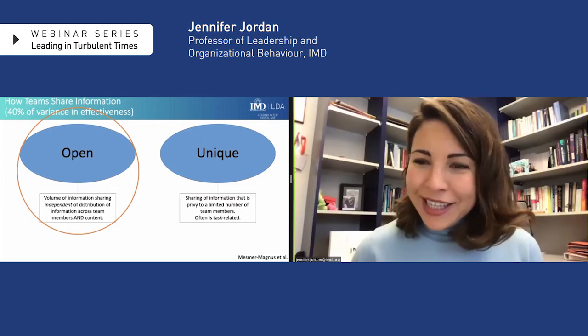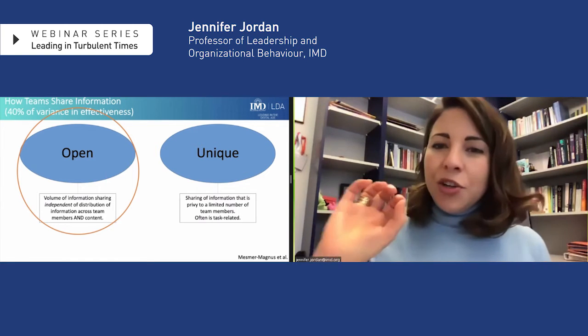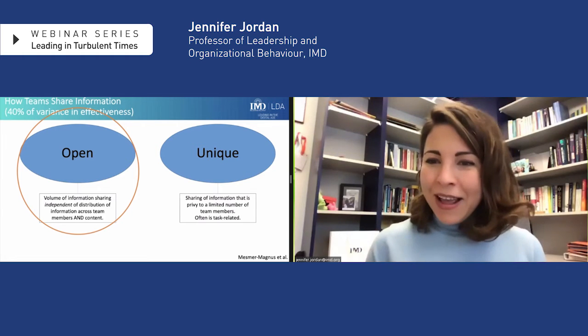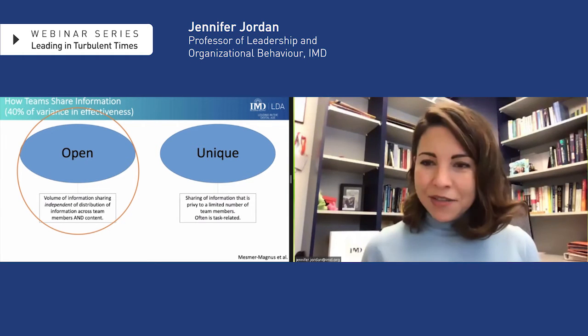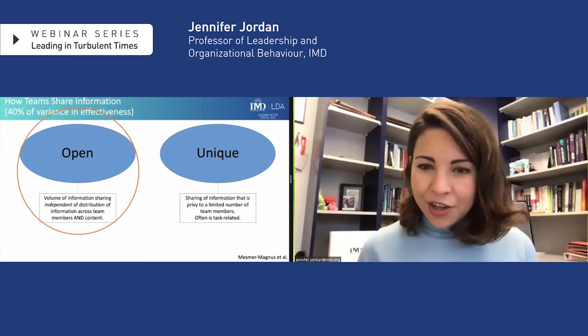Now, what's interesting is that you would assume, okay, effectiveness has to do with the task. It's important to share unique information that's related to the task, but actually it's that cohesion that's important to team effectiveness. So something interesting to keep in mind here.